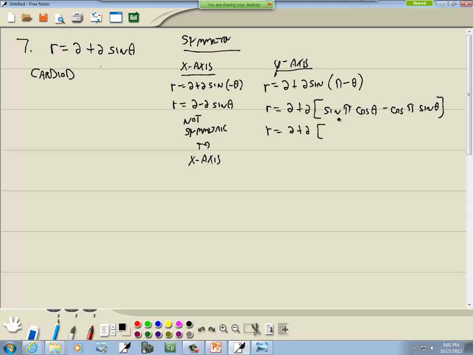Well, sine pi is 0, so 0 times cosine drops away. Minus cosine, so here we got a negative. Cosine pi is negative 1. Negative negative is positive, so this becomes r is equal to 2 plus 2 sine theta, which is our original equation. So it is symmetric to the y-axis.